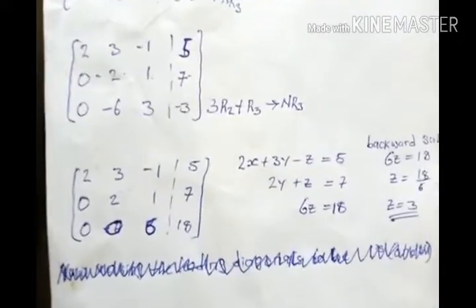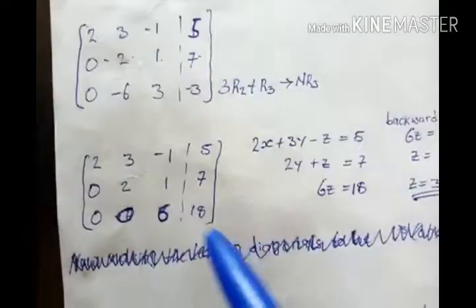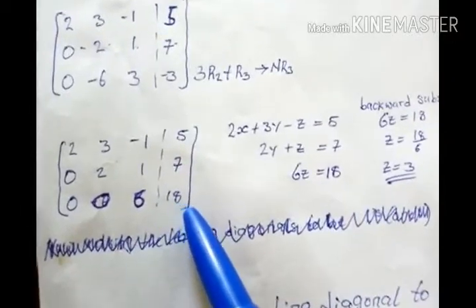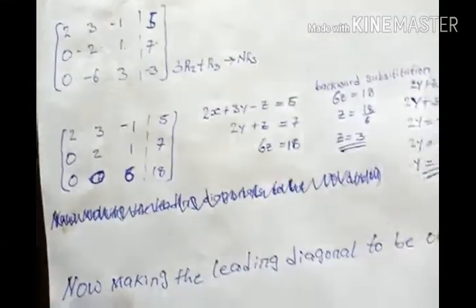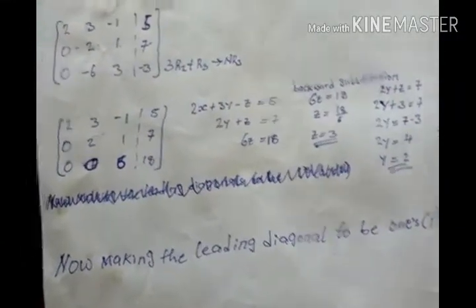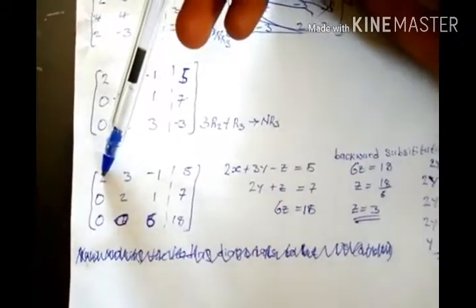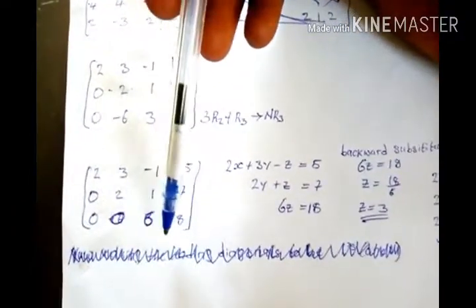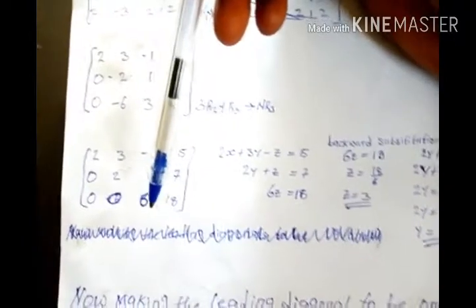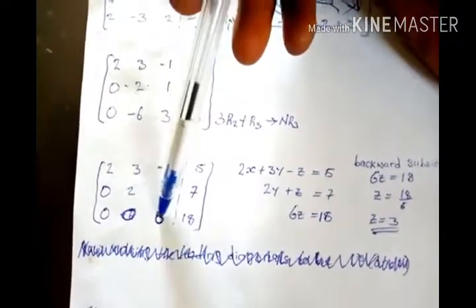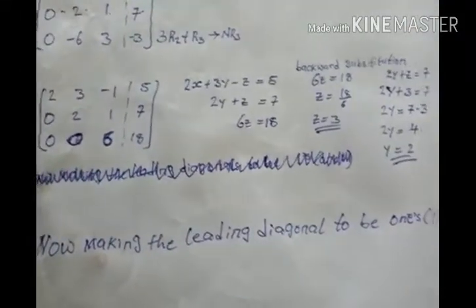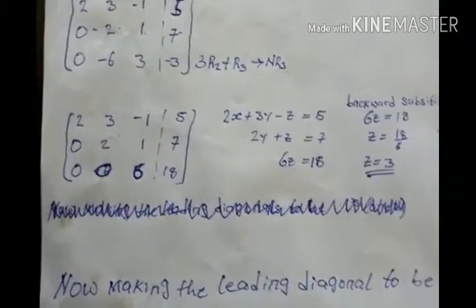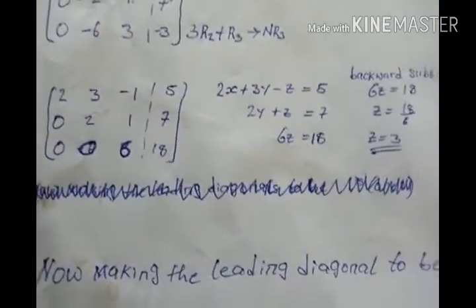Some students may decide to just use backward substitution to get their final answer here, while others may decide to make the whole equation a normal Gauss elimination. That's by making your leading diagonals to be 1s. That's here to be 1, here to be 1, here to be 1. Alright, but let's see the normal, and then we'll see by making the leading diagonals 1 and see if the answer will be the same.